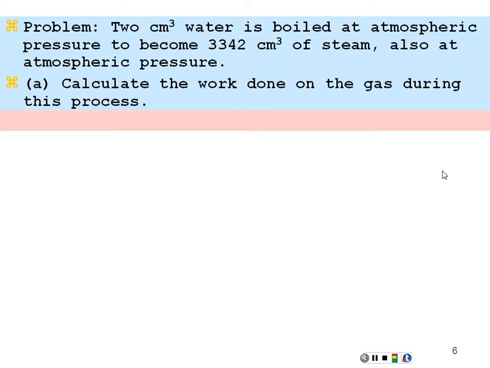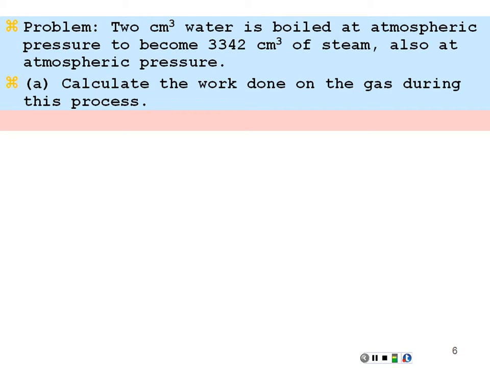Let's try out an example. 2 cubic centimeters of water are boiled at atmospheric pressure to become 3,342 cubic centimeters of steam, also at atmospheric pressure. All this is done at constant atmospheric pressure. Calculate the work done on the gas during this process.